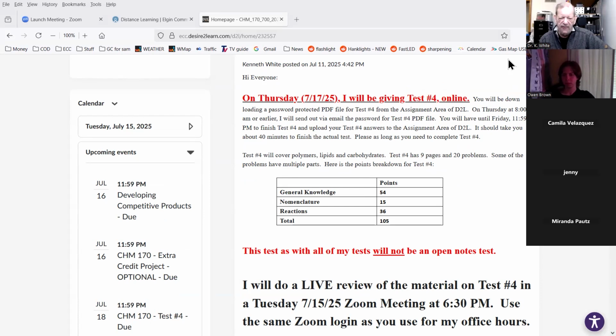Now, test number 4 will cover polymers, lipids, also known as fats and oils, and carbohydrates. It has 9 pages, 20 problems. Some of the problems are multiple part, and here's the point breakdown. 54 points general knowledge, 15 points nomenclature, 36 points reactions. So there's five bonus points, but 54 points general knowledge.